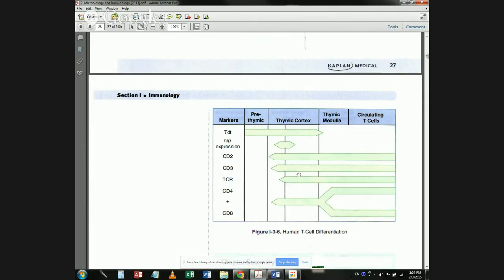So, markers. In the pre-thymic area, do you have TDT expression of T cells? Yes, for alpha and beta. What about in the thymic cortex? Apparently, you still have TDT expression. So I suppose all T cells would continue to have TDT expression always, really. RAG expression is only taking place in the initial part in the thymus only.